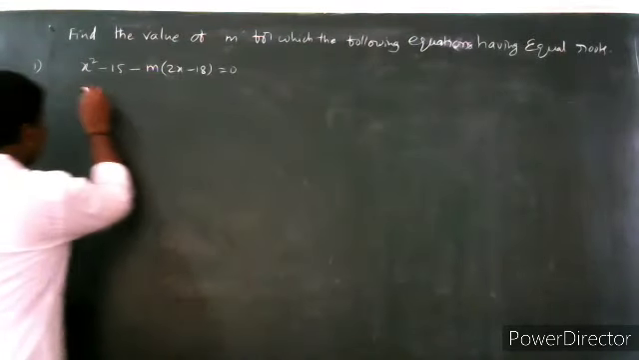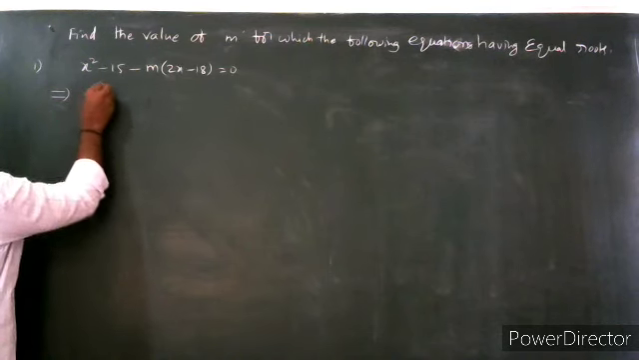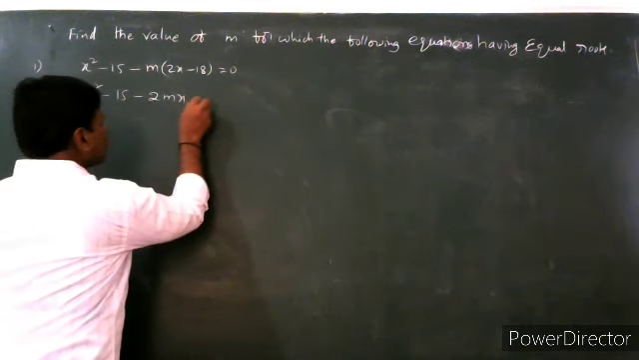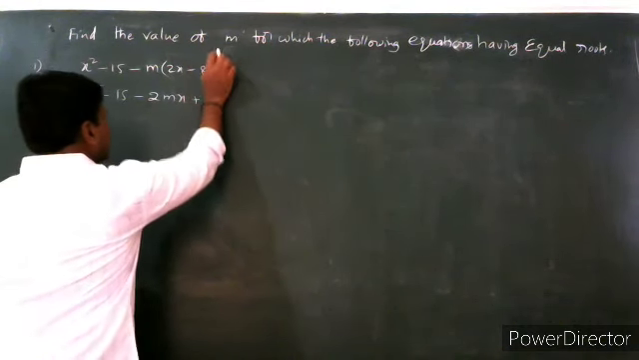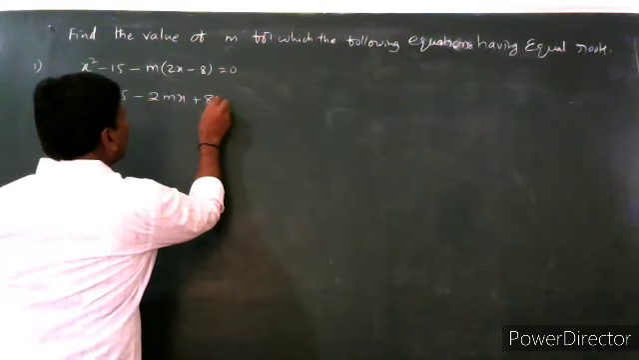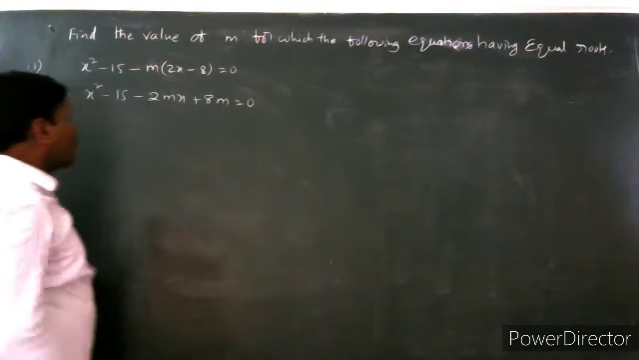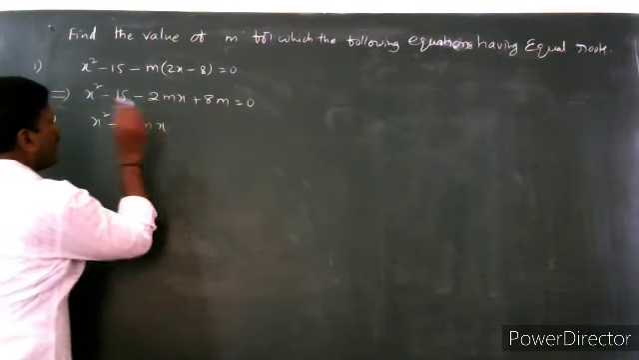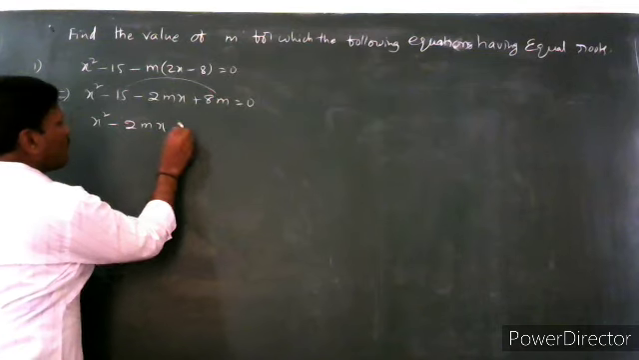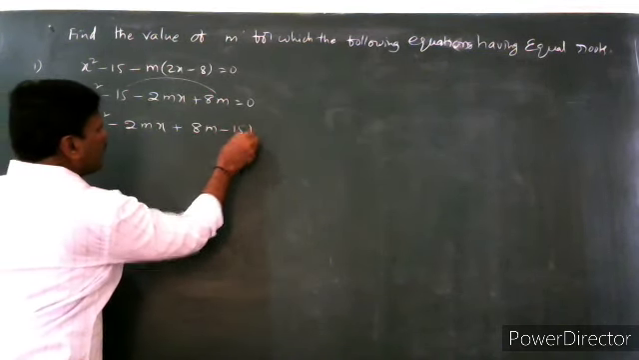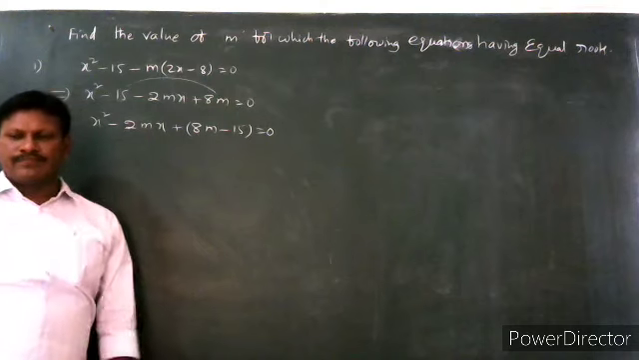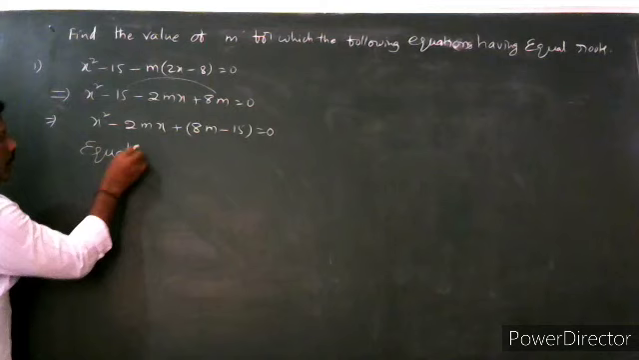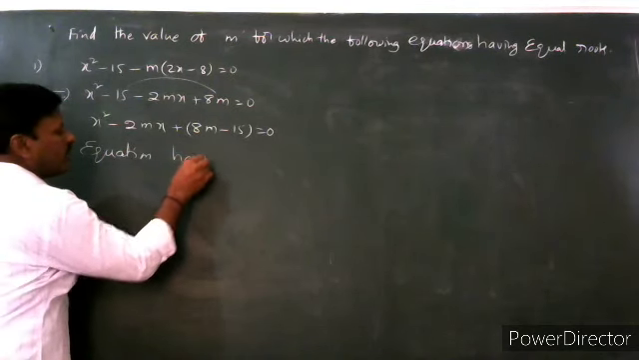So this is the equation, which implies x square minus 15 minus 2mx, this is not 18, this is 8, plus 8m is equal to 0. That implies x square minus 2mx, these two constants at one place, 8m minus 15 is equal to 0. So this equation having equal roots.